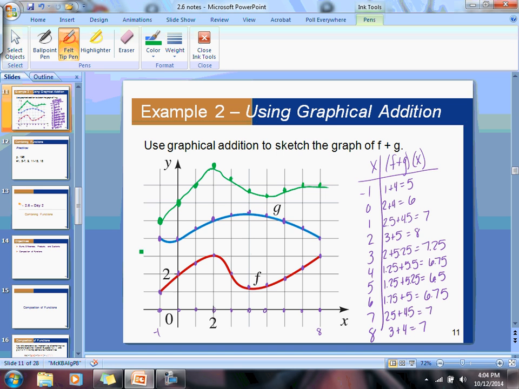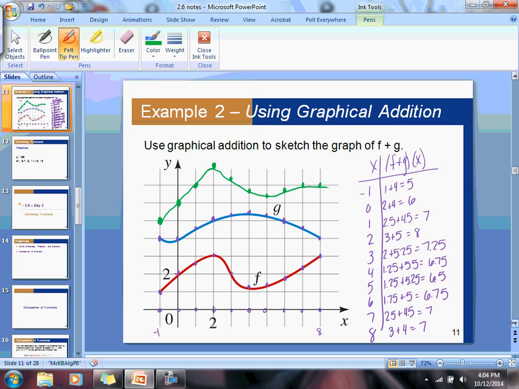So you see how it still has that little curve that the f of x function had, but it's not quite as steep or as pronounced because g was a more gradual function. So that's really the best method I know of to add functions when you're given a graphical representation of them.